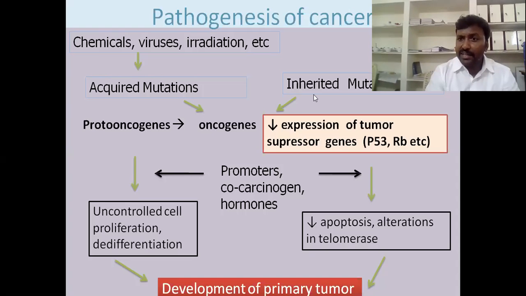Some inherited mutations come from the parents; from the parents only they get the mutation. If the DNA or gene is mutated, we call it an oncogene. That oncogene promotes proliferation of cells. So these oncogenes cause proliferation of cells.